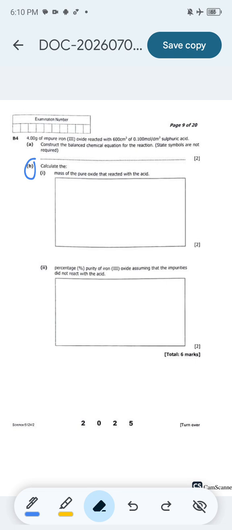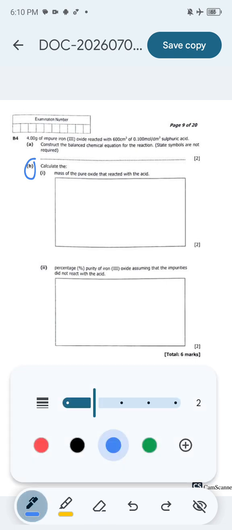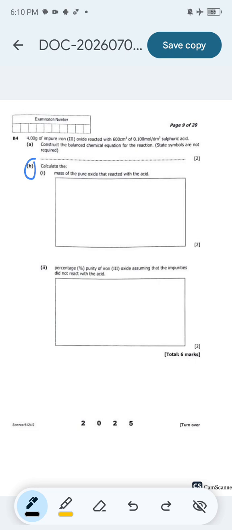So now let's solve this issue here. We shouldn't forget our balanced equation. We are going to write it down here. So from our balanced equation, that's where we're going to get all the answers.